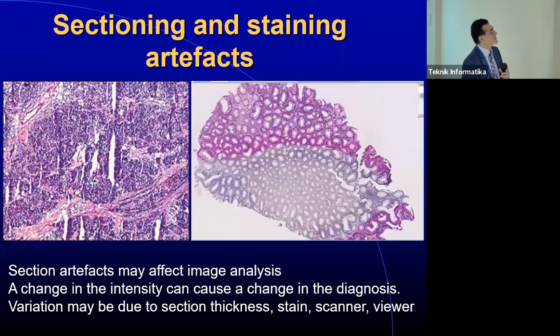Other things may be, we cut the sections and then we use a stain to stain the sections before we look at them. And then whilst you're cutting sections, if your blade is old and blunt, then you might get these things here. So you can see this is all artifact. This is not part of the tissue. It's because the instrument is poor quality. And so that's caused an artifact.